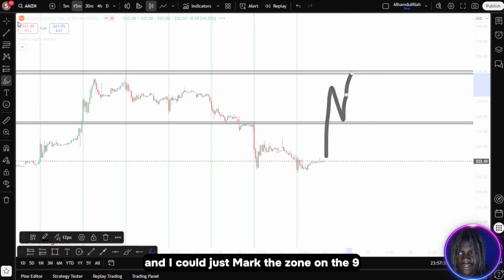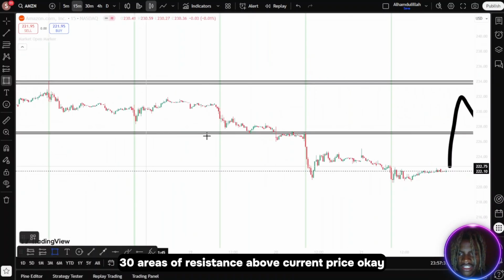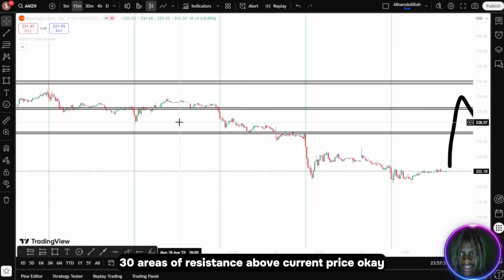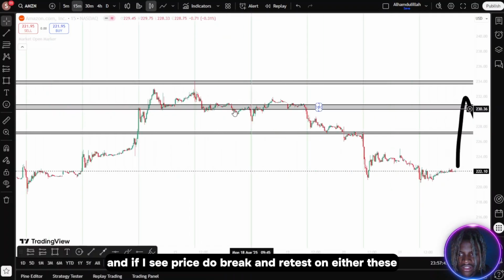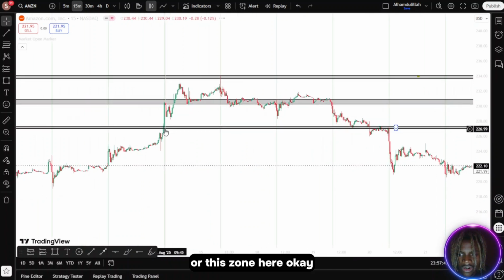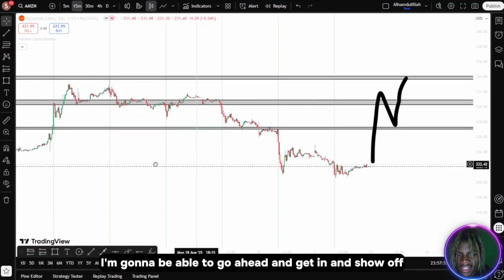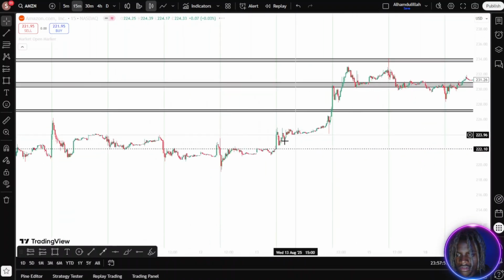And I could just mark a zone on the 930 areas of resistance above current price. Okay. And if I see price do break and retest on either of these two, and then you're going to see 930 areas correlate to. So if I see break and retest in this zone or this zone here, okay, then I know I'm going to be able to go ahead and get in. Inshallah. Okay. So even this too.